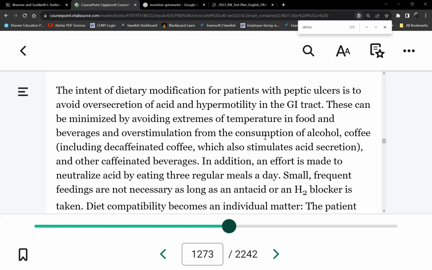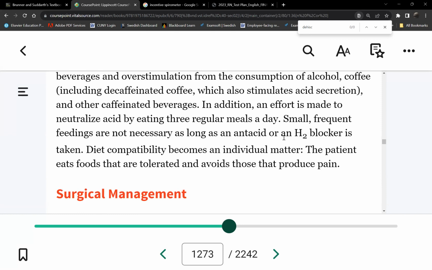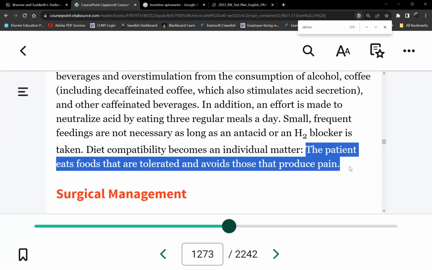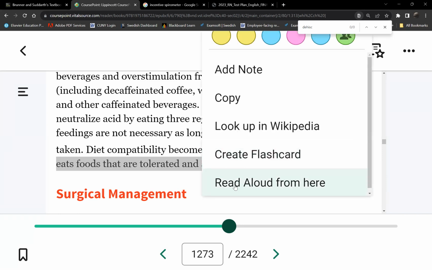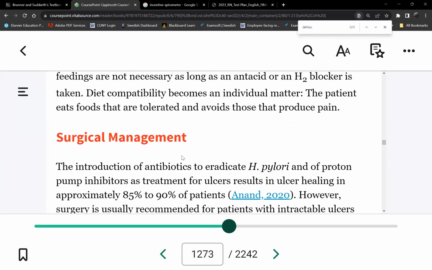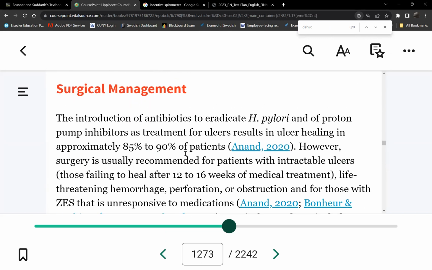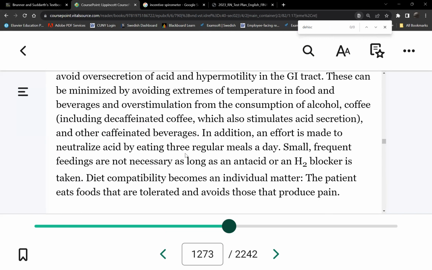So here it'll be trial and error for the patient. The patient eats foods that are tolerated and avoids those that cause pain, because there's really no rule. It depends on each patient, and that's what you teach them. So just try. But definitely what ones do we know to avoid? Alcohol, coffee, including decaf, and smoking too, right?